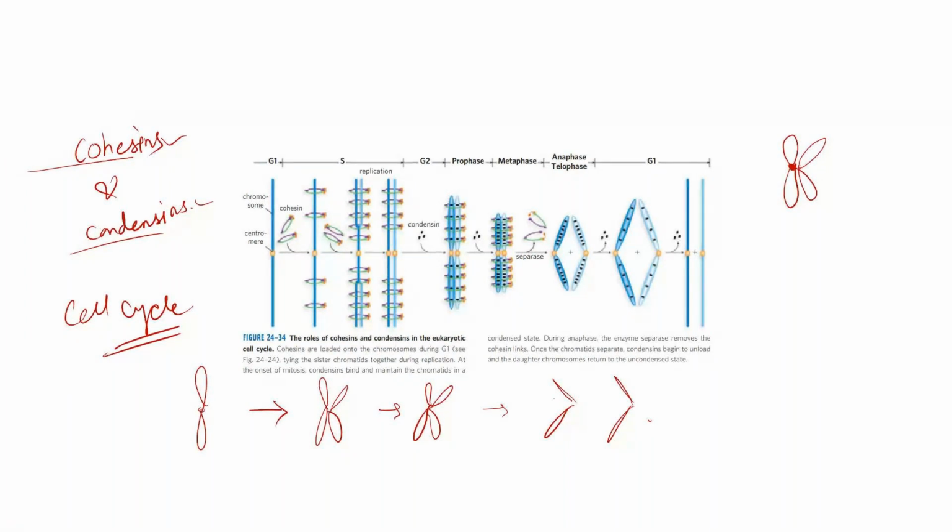Okay, so these cohesins help whenever the chromosome gets duplicated. Am I audible?